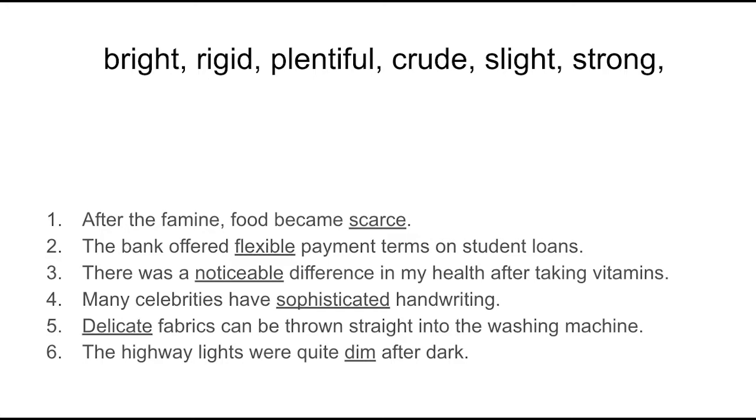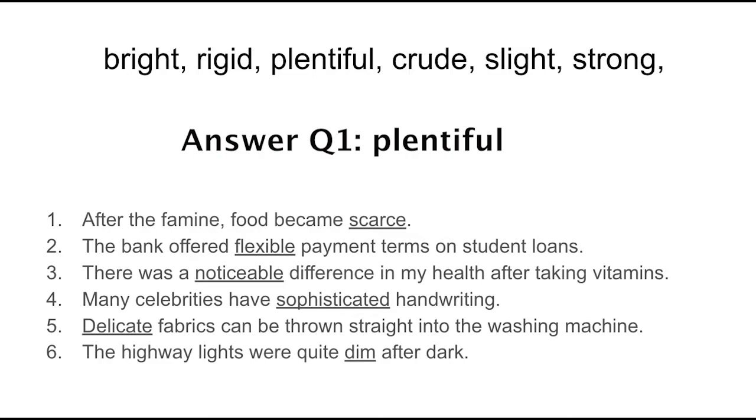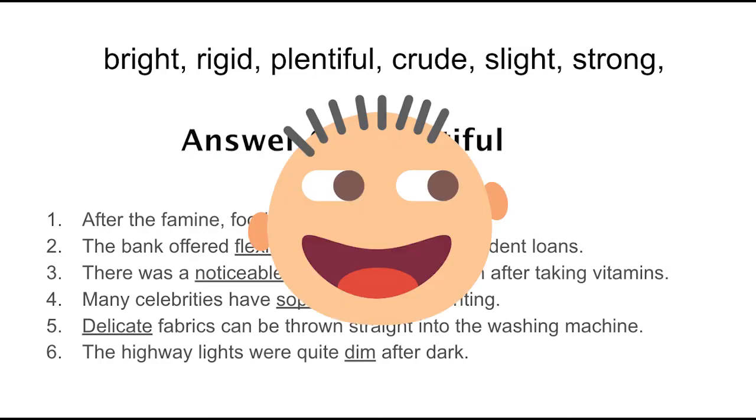All right, number 1. After the famine, food became scarce. Right. So the hint here is in the word famine. What does that mean? Yeah, usually during a famine, there's not enough food to go around. But afterwards, when it's over, food should be more plentiful. Okay, meaning there should be more food after that happens.